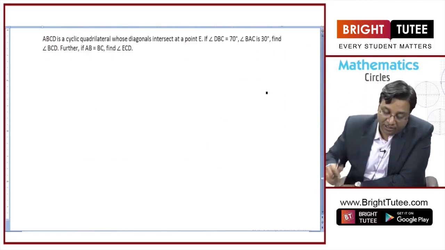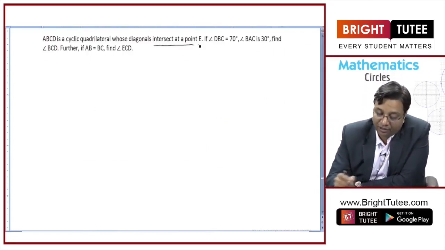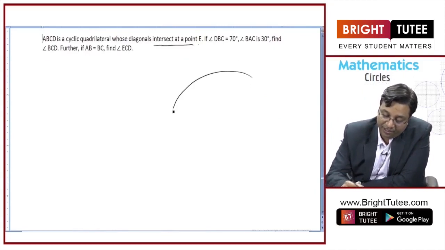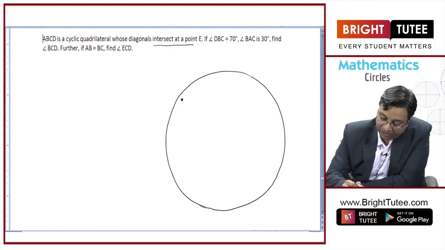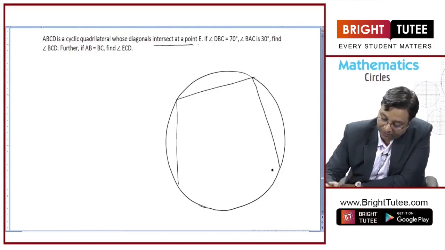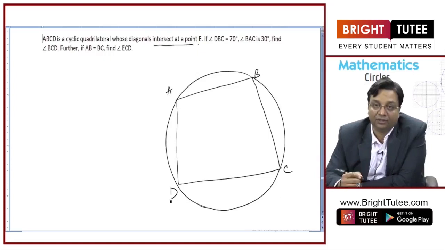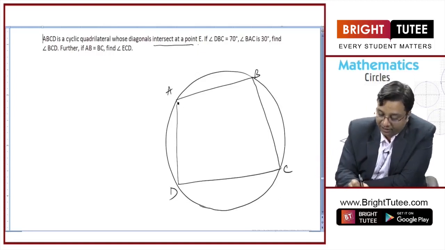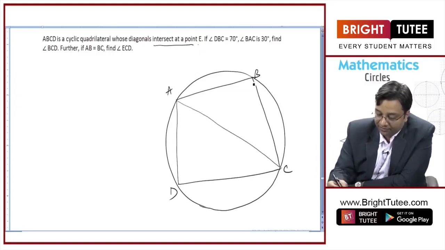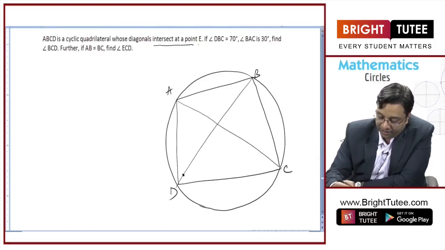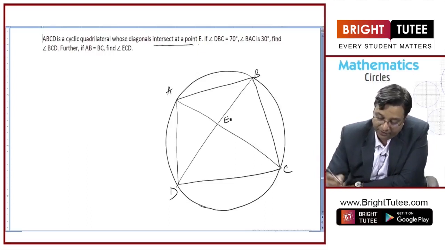ABCD is a cyclic quadrilateral whose diagonals intersect at point E. So let us make the cyclic quadrilateral first, so that it is easier for us to visualize the problem. This is a rough diagram obviously. So A, B, C, D, it is a cyclic quadrilateral whose diagonals intersect. So AC and BD intersect at point E.